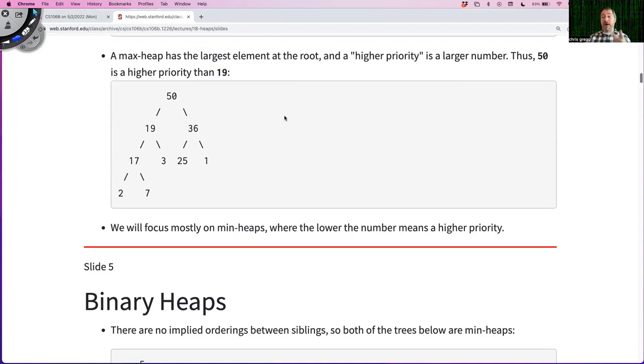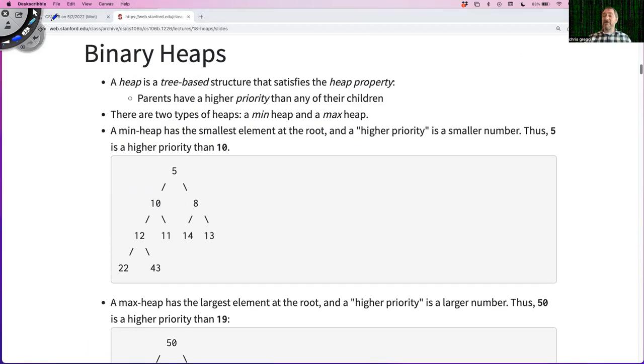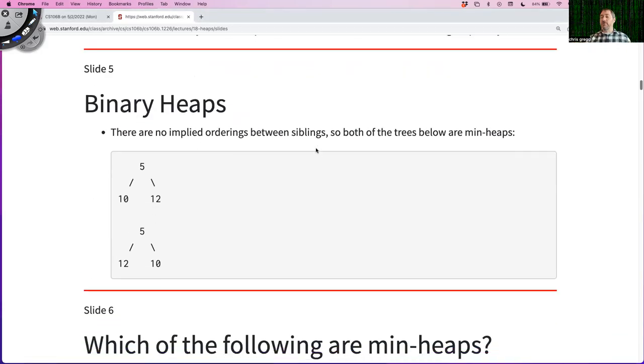Okay, and remember, the heap property says, anytime you have a number in the heap, any of its direct children are going to be a lower priority, which means that the top or the root of the tree is always the highest priority. So no matter what, in a heap, the one that's at the top is the highest priority. So that's what we're going to do for binary heaps.